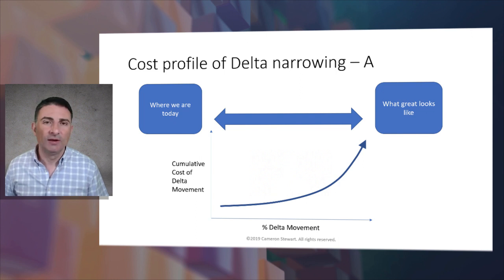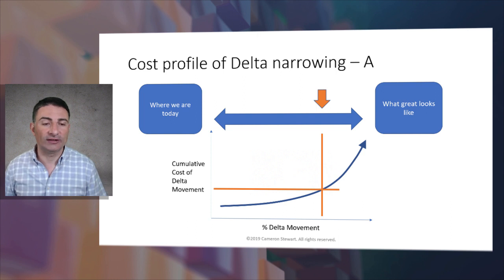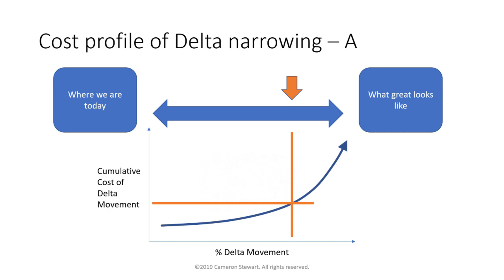In fact, for this delta, we might choose to satisfy it in a Pareto optimal way. That is, to do 80% of the movement for around 20% of the overall cost. We might say it's economically advantageous for us to move a good deal of the way towards what great looks like, but not all the way. That would be too expensive, and it may be unachievable, in fact.